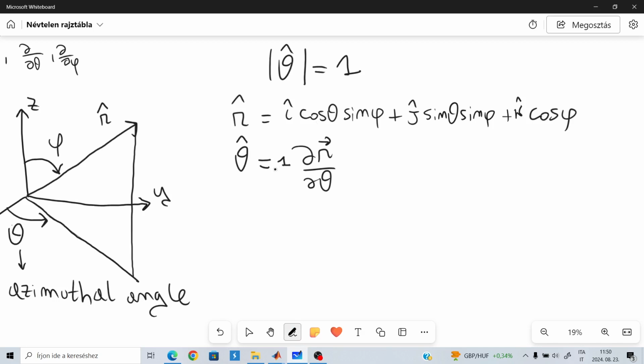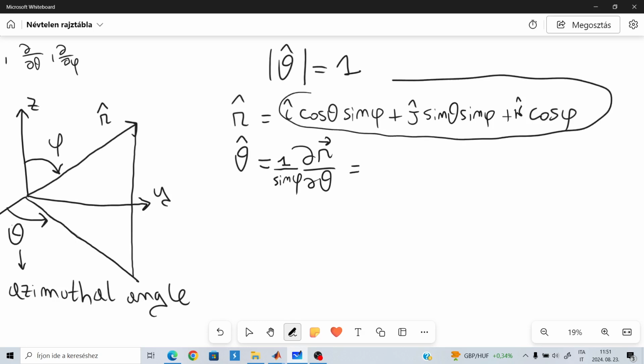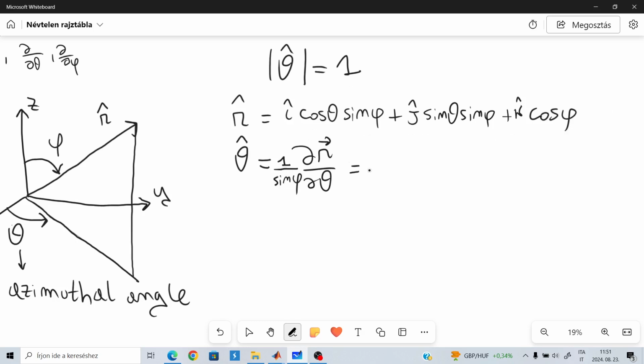You can check that if you divide this vector by the sine of phi, you will get a unit norm vector. If you do the math here, if you take this derivative and divide by sine phi, you get minus i sine theta plus j cosine theta. So it's quite easy to see that this vector has unit norm.